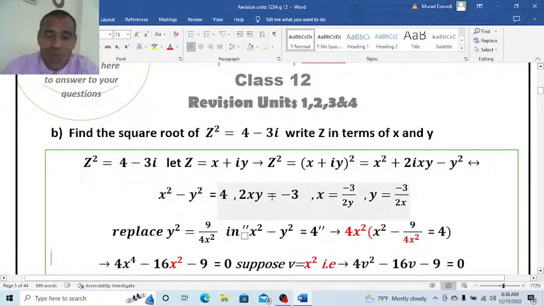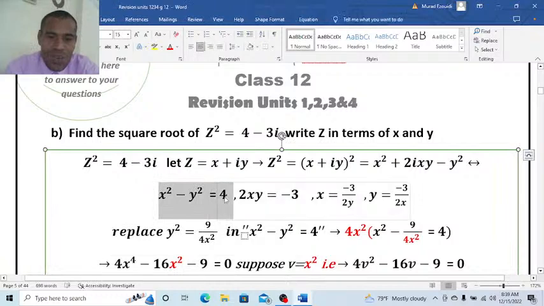And 2xy equals -3. So you can make x the subject or y the subject. If x is the subject, it will be -3 over 2y, or y equals -3 over 2x. Replace now, learners, y squared equals 9 over 4x squared, because -3 squared is 9, 2 squared is 4, and x squared is x squared. So you should replace this in this equation.